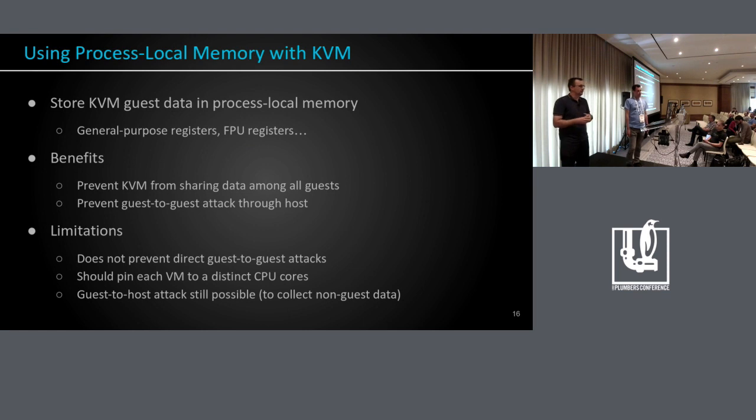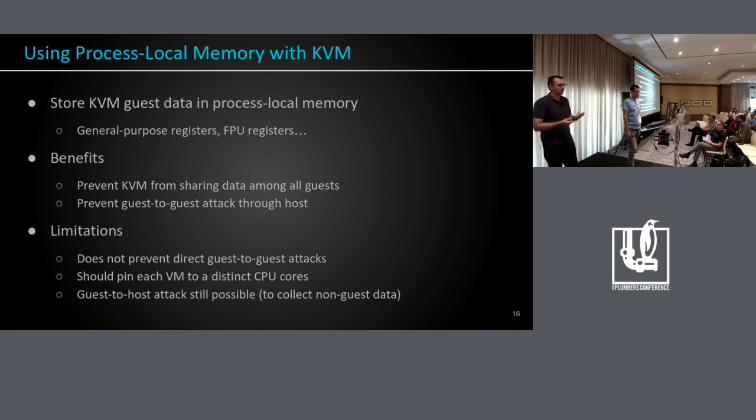So the good thing is this prevents KVM in the kernel from sharing data among all the guests. And that way you can prevent guest-to-guest attacks through those. So if you've got a VM, a thread in the guest and another thread in the VM can attack the host, but it won't see data from the other VM. But it has some limitations too.